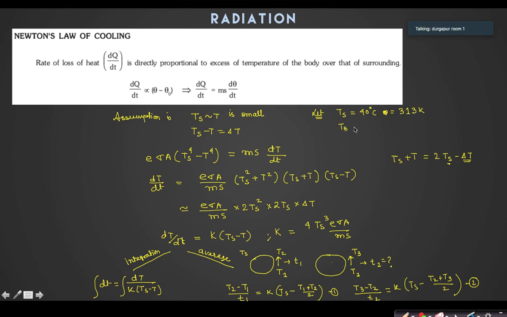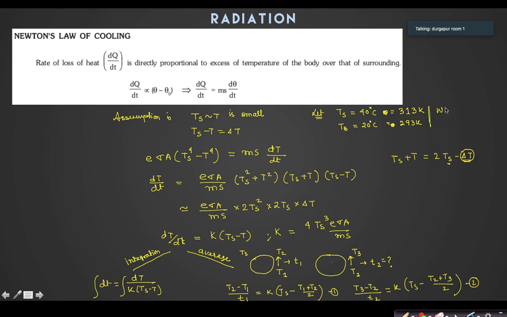And suppose body temperature is 30 degrees Celsius or 20 degrees Celsius. 20 degrees Celsius means it is 293 Kelvin. You can still ask, what is delta T, is it negligible compared to 2Ts? Delta T is 20 and 2Ts is somehow 600 like this, so then also you can approximate this value.